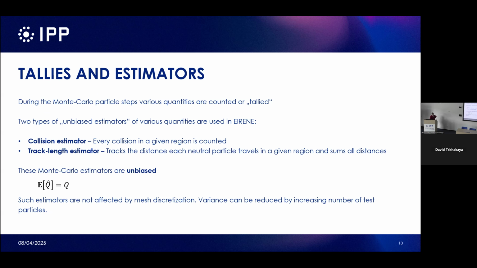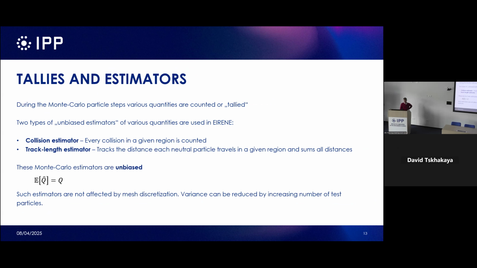And one advantage of this Monte Carlo method or these estimators is that they are unbiased. So the mean value approaches or is the same as the true mean value of the physical process. So they are not affected by mesh discretization, where maybe other codes can get a different value based on the mesh discretization. So in IRENE, because there is of course statistical noise from the Monte Carlo, variance can be reduced simply by increasing the number of test particles.